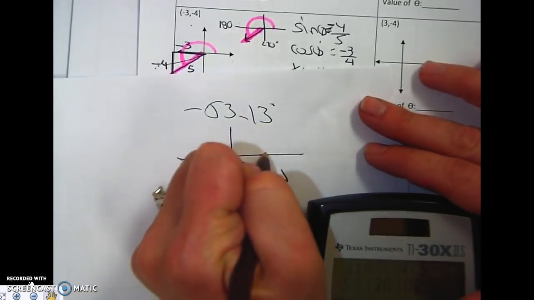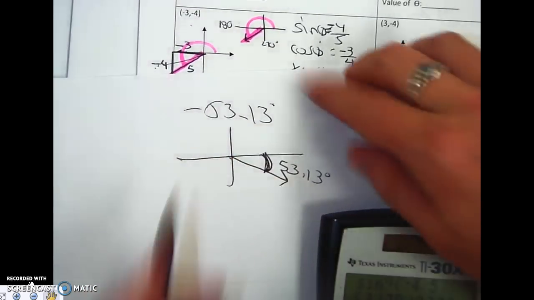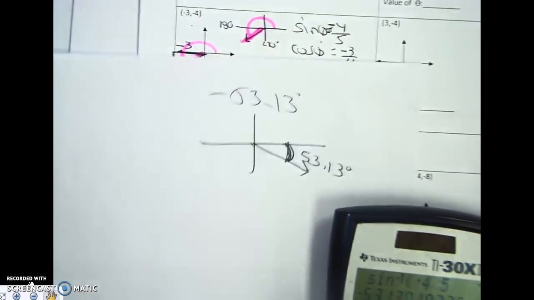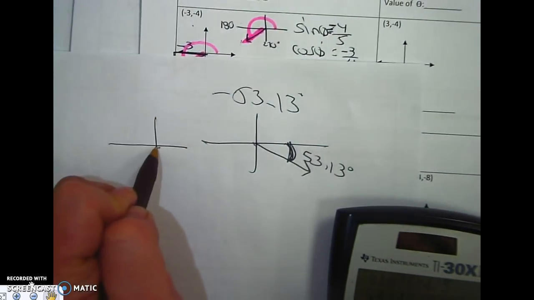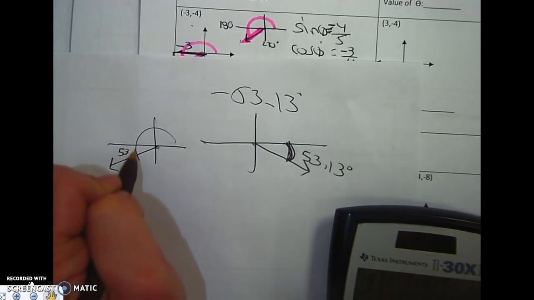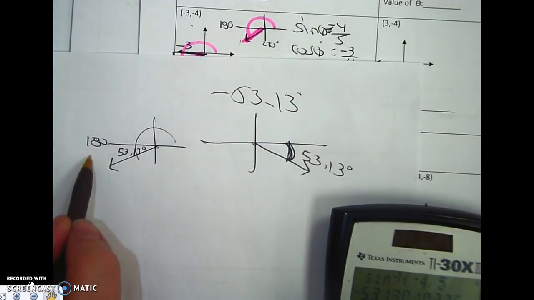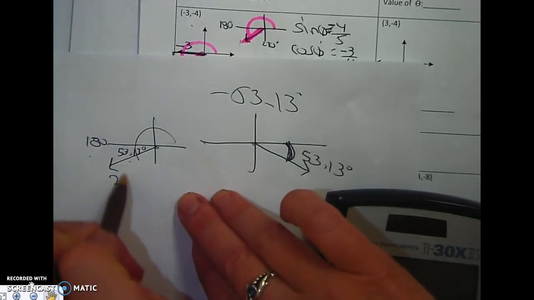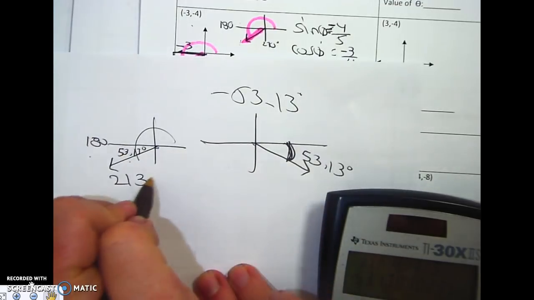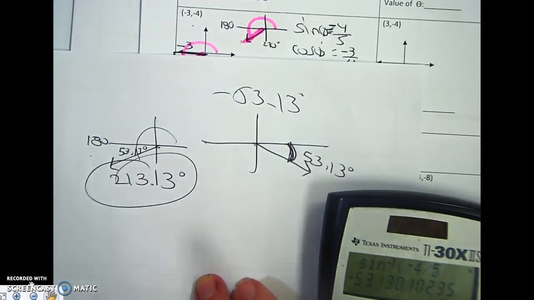But what I can do is use it as a reference angle to help me figure out that one in the third quadrant. And here's what I mean. So I know that if this is my actual angle, this represents my reference angle, and that's 180. So I would go 180 plus 53 is 213.13. So that would be my angle in the third quadrant.